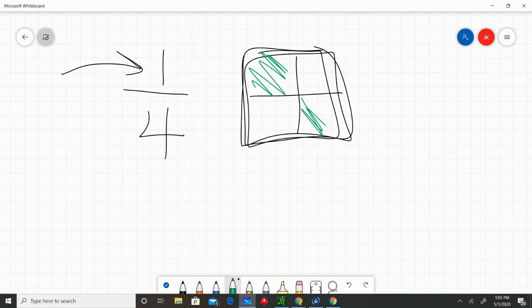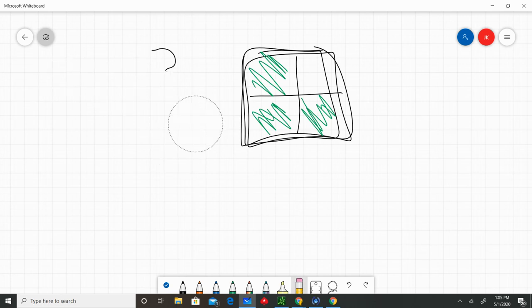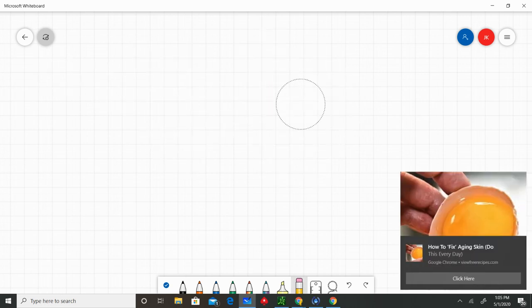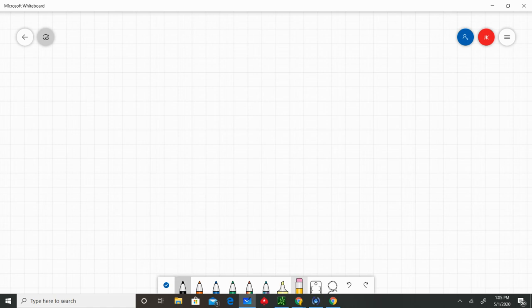If I shaded in two of the parts, then my numerator would be two, because two of the parts are shaded. If I shaded three of them, then the numerator would be three, because that is naming how many parts of the whole are shaded. And the other piece that's really important is the denominator. The denominator is always a number. We don't forget about that.